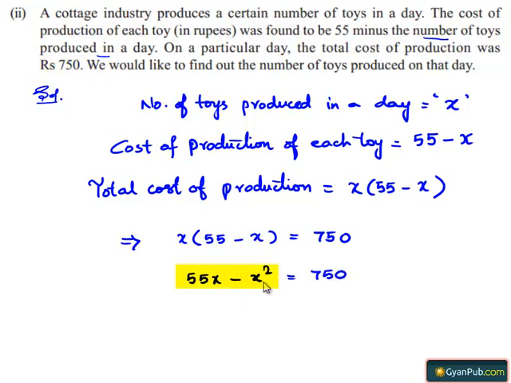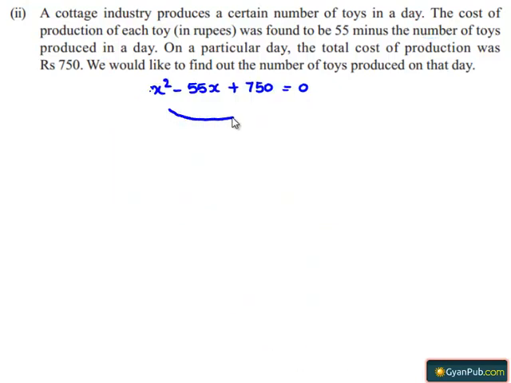So transposing the terms on the left hand side to the right hand side, we get x square minus 55x plus 750 is equal to 0. Now the product of the first term and the last term is 750 x square. We need two terms such that their product must be equal to 750 x square and their sum must be equal to minus 55x.